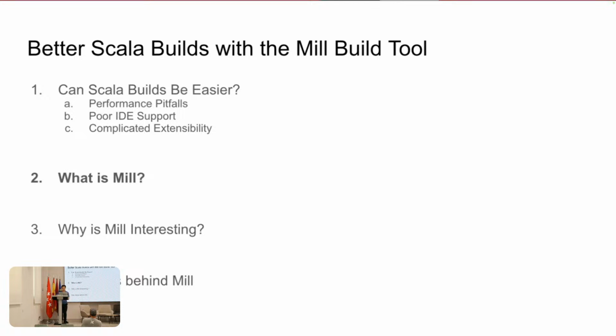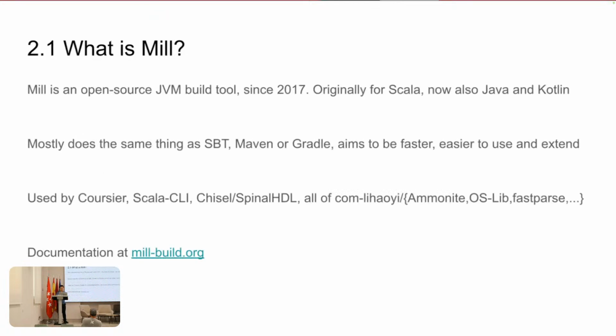So the next section of this talk, we're going to look at the Mill build tool. Mill's an open source JVM build tool. It's been around quite a few years now. Originally just targeted Scala, now also targets Java and Kotlin. And it mostly does the same thing as SBT, Maven or Gradle, but tries to be better at the problems I mentioned earlier. It's quite widely used in the Scala ecosystem. It's not dominant, but things like Scala CLI, Coursier, and all the com-lihaoyi libraries use it. So it's quite battle tested in Scala. And the documentation is on the website if you want to see more.